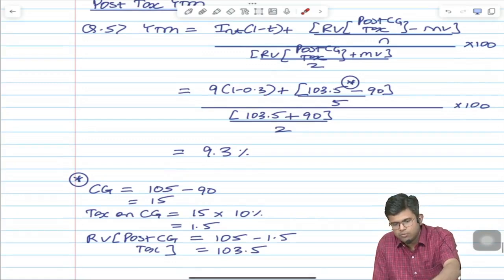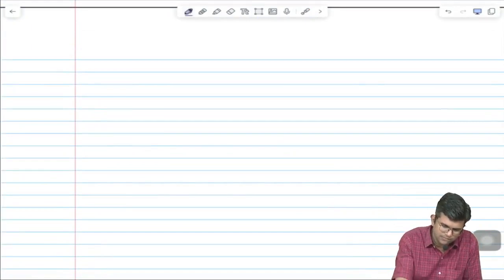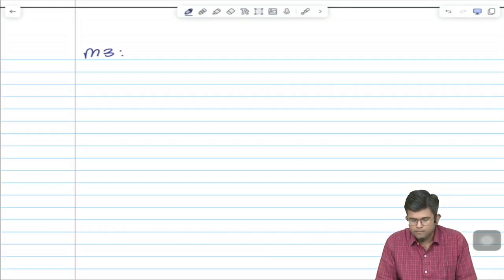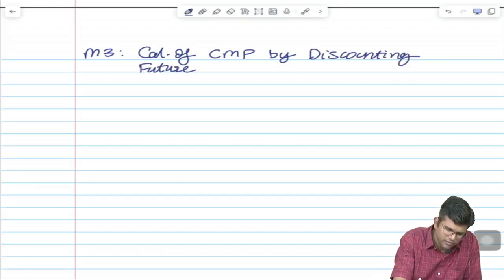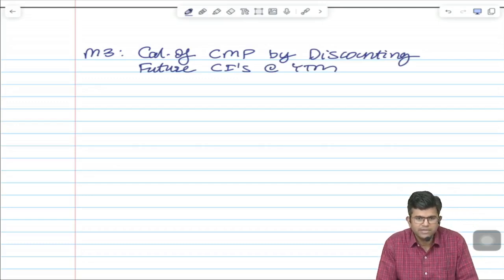In the notebooks, write down module 3. And give the heading: calculation of current market price by discounting future cash inflows at the rate YTM. Please give the heading in the notebooks. Thank you.